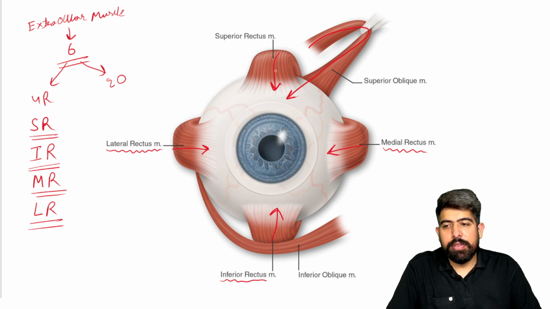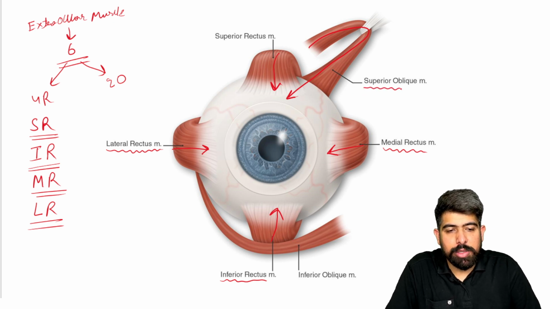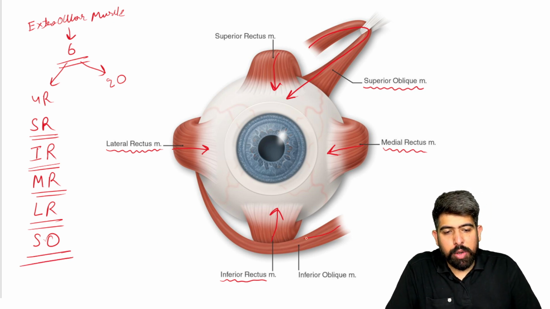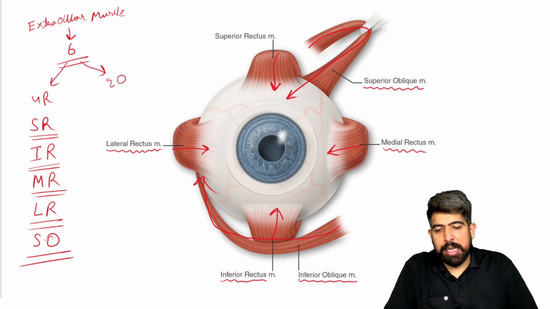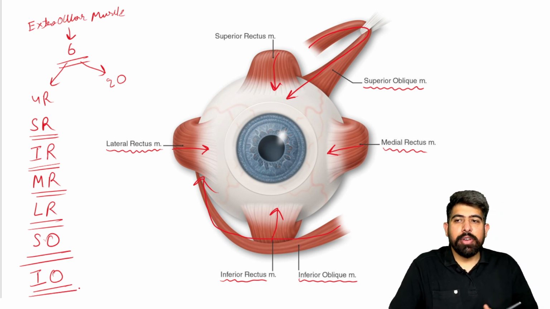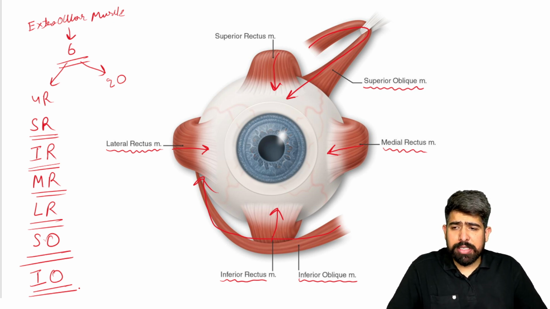The one muscle which attaches on the superior side of your eyeball is known as your superior oblique, right? And the muscle which is coming obliquely and attaching to your eyeball from the inferior side is known as your inferior oblique muscle. So we have the six extraocular muscles: superior rectus, inferior rectus, medial rectus, lateral rectus, superior oblique, and inferior oblique. I hope you are perfect with the names of the extraocular muscles, right?